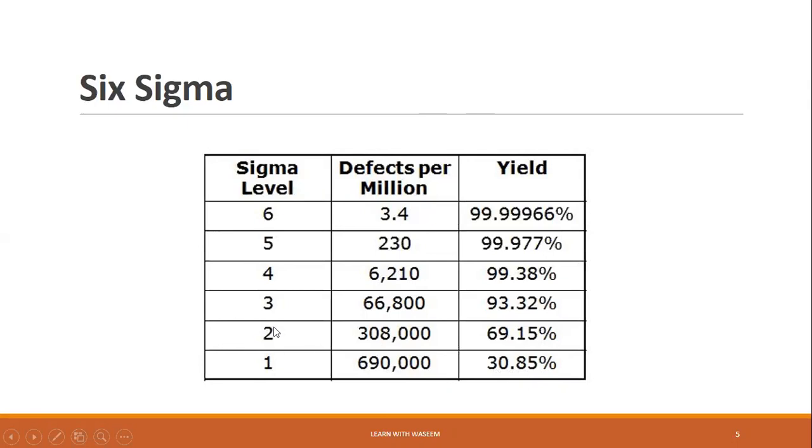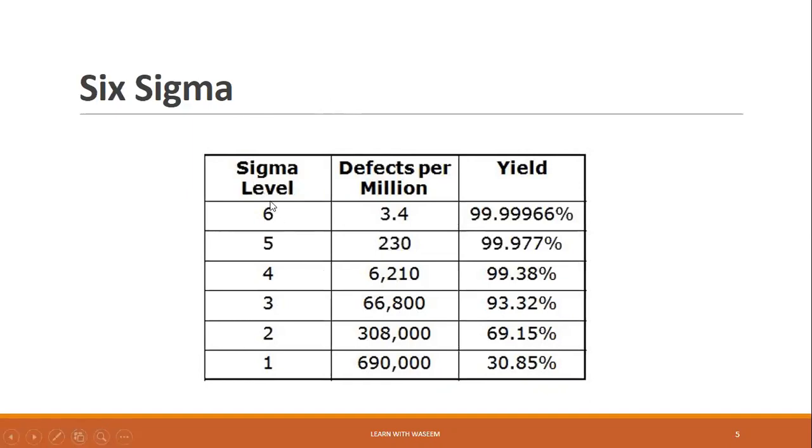A 2 sigma level means 308,000 defects per million. Okay, the 3 sigma means 66,800 defects per million, and that gives a yield of 93.32%. A 4 sigma level represents 6,210 defects per million items or parts.